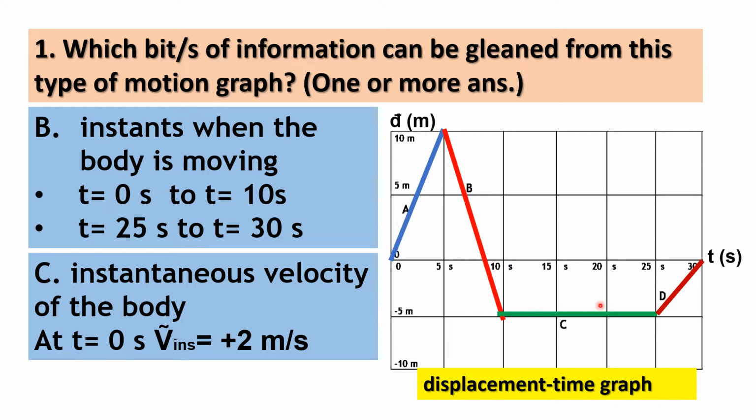Since the whole graph line C is horizontal, the average velocity within that time interval we say is 0. All right? Any point within this graph line corresponds to a 0 instantaneous velocity.